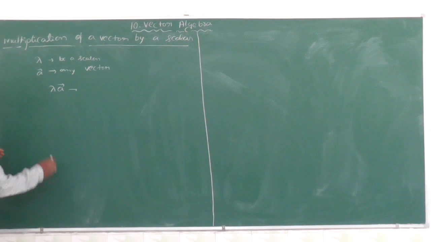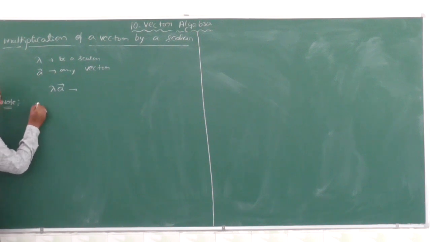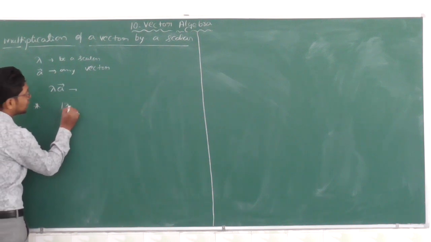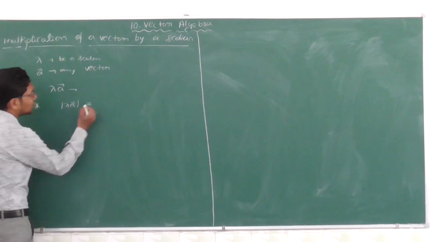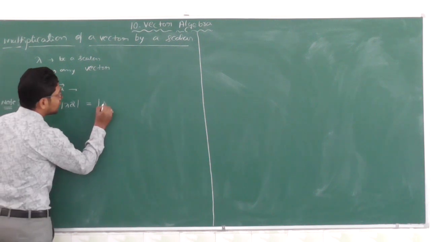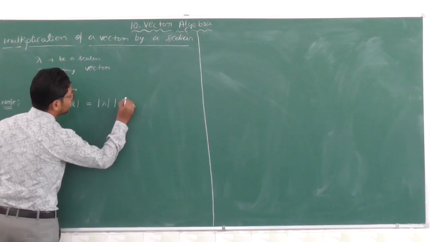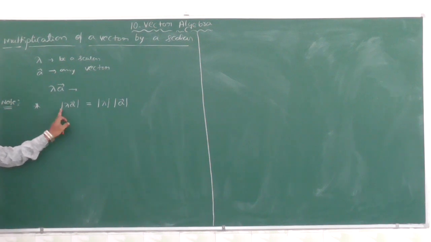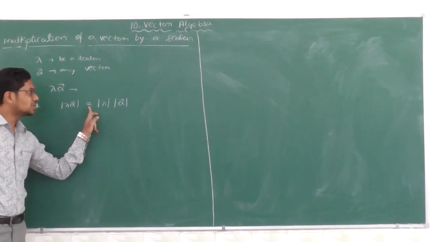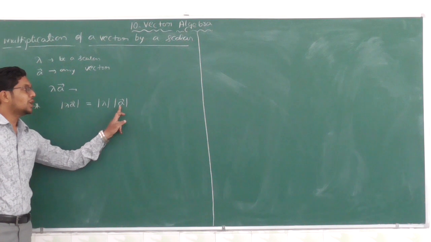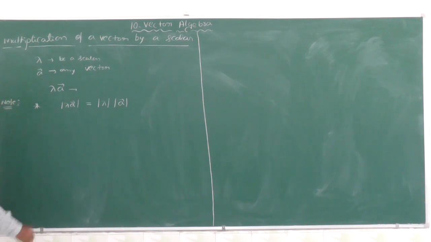In this we have some note points. When you note down, the first point is: magnitude of lambda a vector is equal to magnitude of lambda times magnitude of a vector. Next, second point.